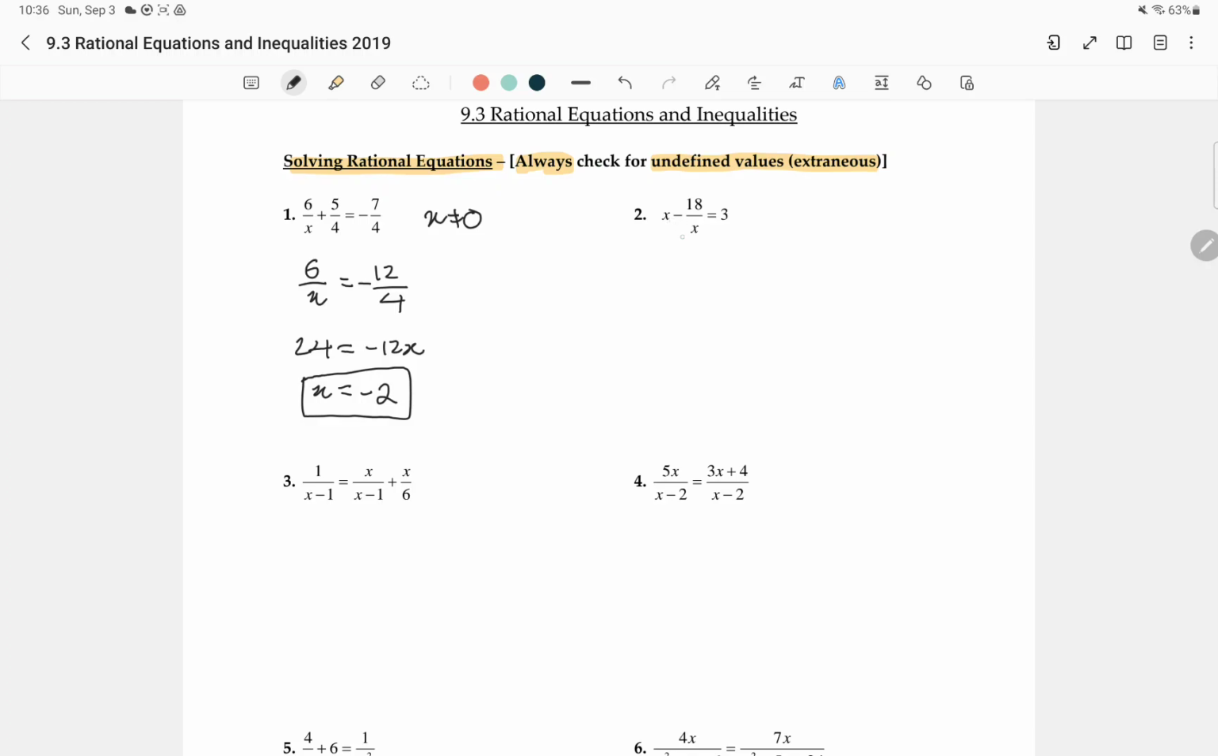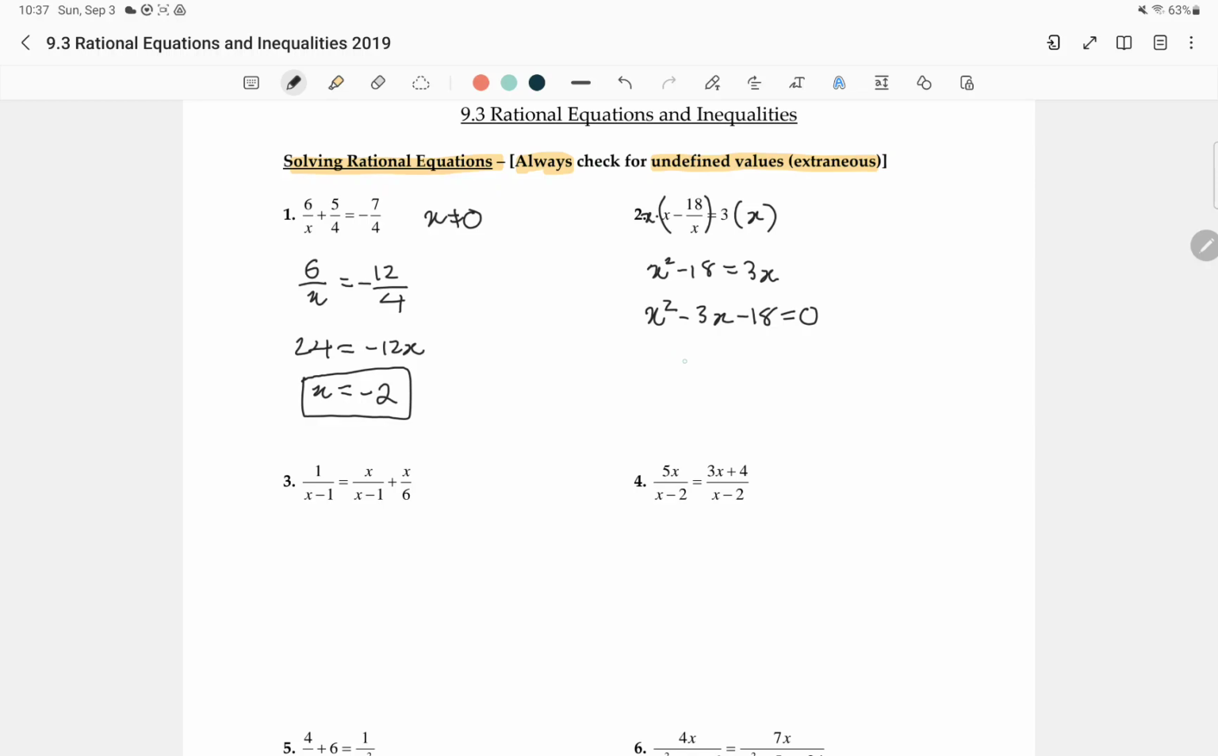Next one over here, we have x minus 18 over x equals 3. We want to get rid of this x on the bottom, so let's multiply by x on both sides. So we're just going to do like this and like this. And then that will give x squared minus 18 equals 3x. And this looks like a quadratic, so we're going to move this 3x over, so that gives us x squared minus 3x minus 18 equals 0.